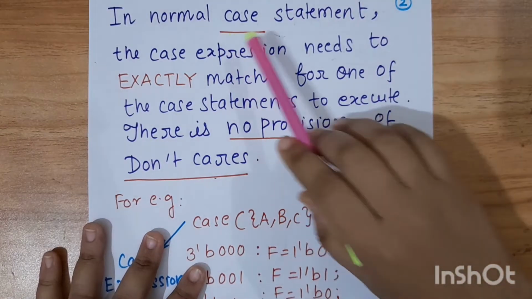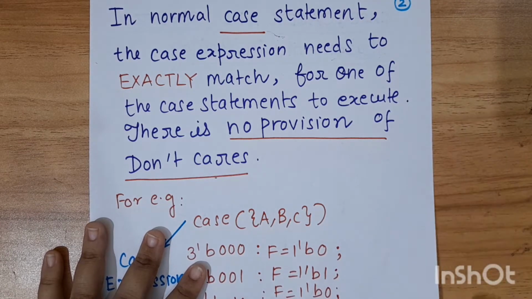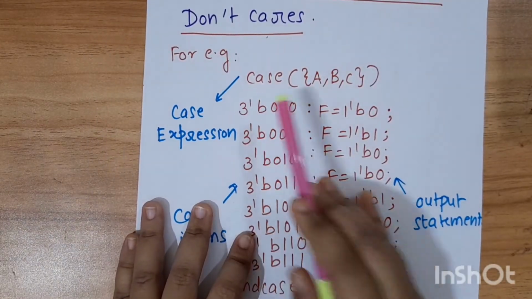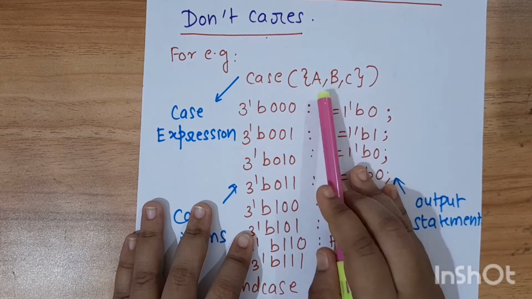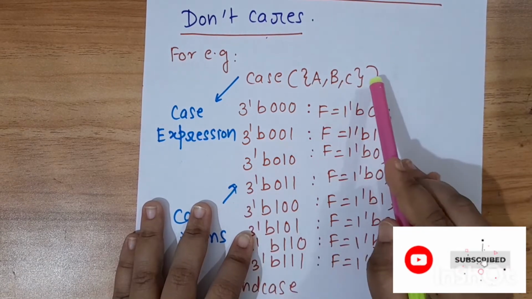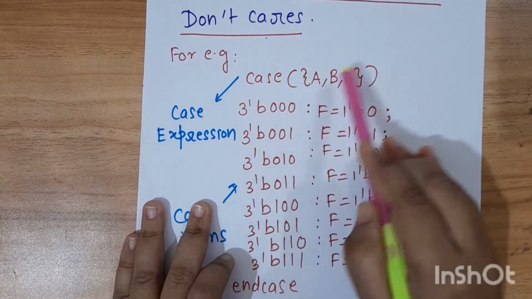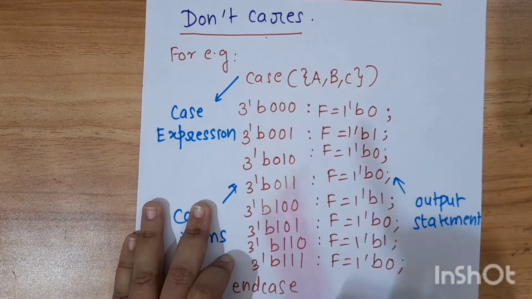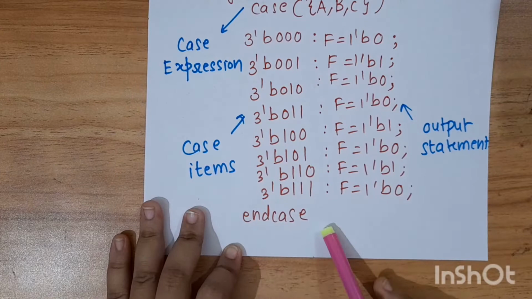So in a normal case statement, the case expression needs to exactly match one of the case items to execute, and there is no provision of don't care. See, for example, case. Here the curly bracket is a concatenation operator, and inside are A, B, C. For this case statement, this is the case expression between the brackets. And for the case statement, I have an endcase statement.